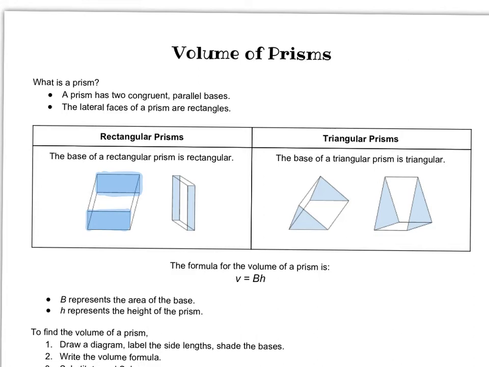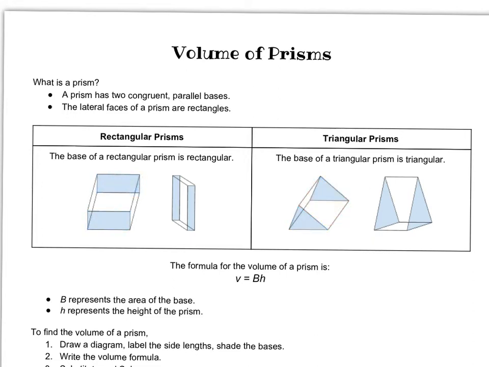Now, for the triangular prism, the bases are triangular. They're still congruent and they're still parallel to each other. They're just triangles. And the lateral faces of the triangular prism are rectangles. See? I'm coloring them red. So now you know what a prism is.